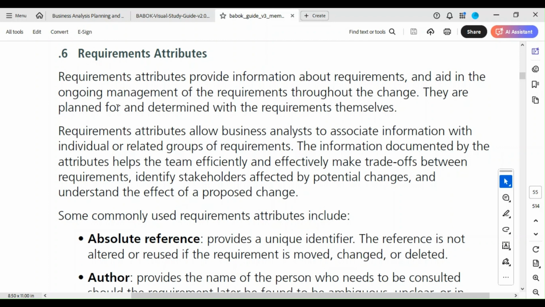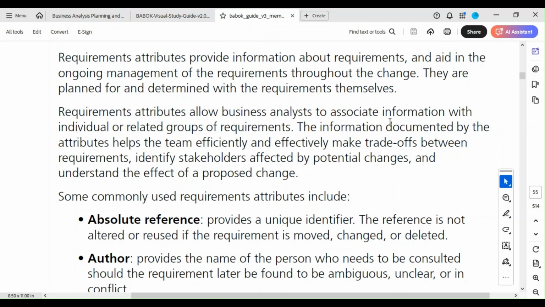We are still on the elements. Requirement attributes allow business analysts to associate information with individual or related groups of requirements. The information documented by the attributes helps the team efficiently and effectively make trade-offs between requirements, identify stakeholders affected by potential changes, and understand the effect of a proposed change.